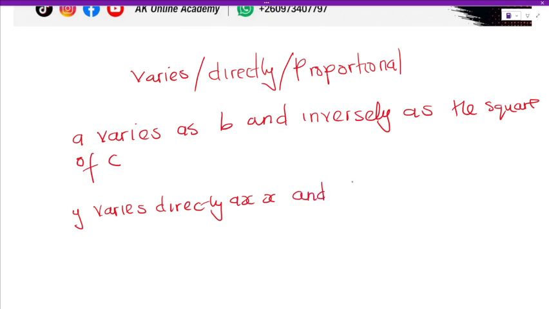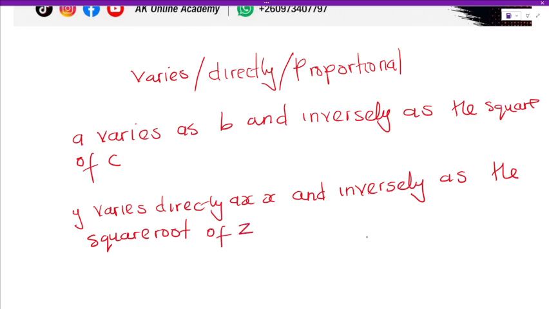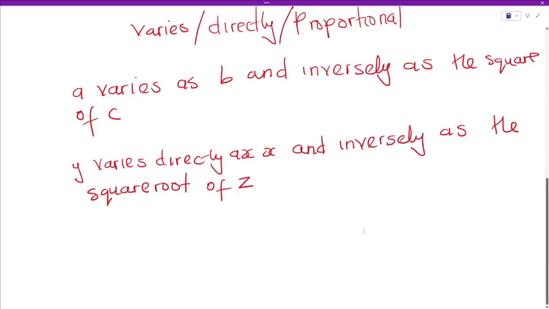The other example we're going to have: given that Y varies directly as X, and inversely as the square root of Z. So let us start with the first example. What does that one mean? Given that A, you write your A. Varies, you add an equal sign, you add a K. As what? As B, you add a B there.